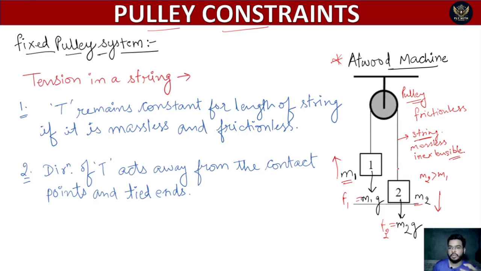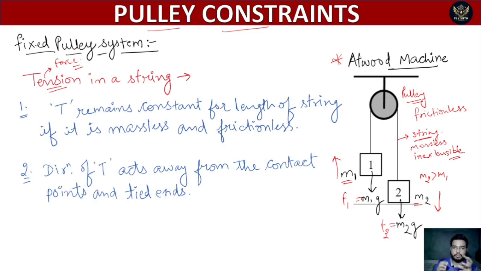When m2 moves downward and m1 moves upward, the tension in the string is applied here. Tension means a force. This is not the tension we usually mean in everyday life. Here tension just means the force. The force is acting on the string, because the string also has atoms and molecules, and those atoms and molecules experience the force.